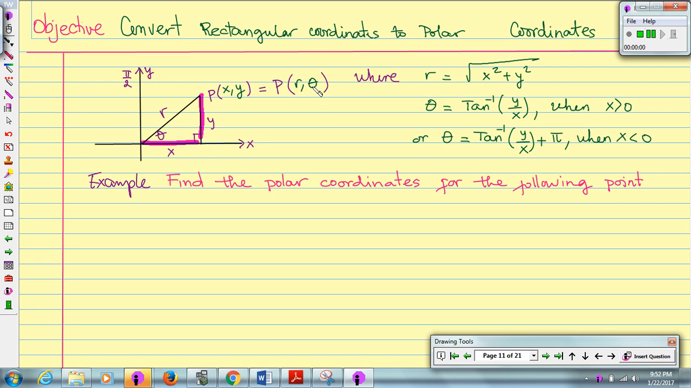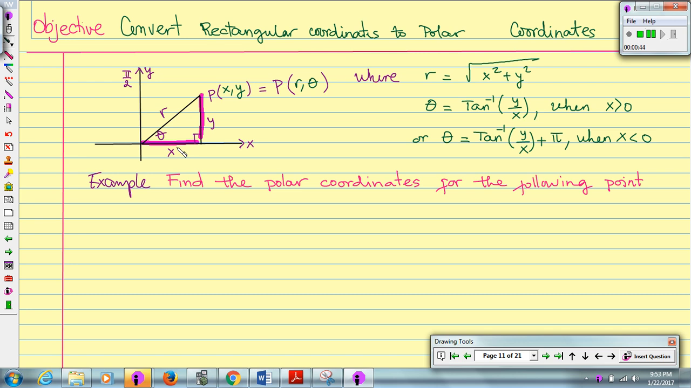We want to find r and theta. Now to find r, we just go ahead and use the Pythagorean theorem, which is equal to the square root of x squared plus y squared. Now to find theta, there are two cases. If x is positive, it means that x is on the right hand side of the point (0, 0), then to find theta, we just go ahead and take the inverse of tangent, because if we know x and y, it means that we can find the tangent. So theta will be the inverse tangent of y over x.